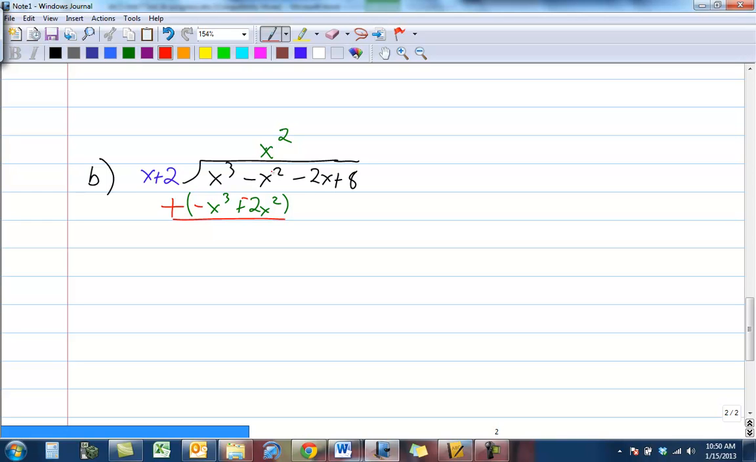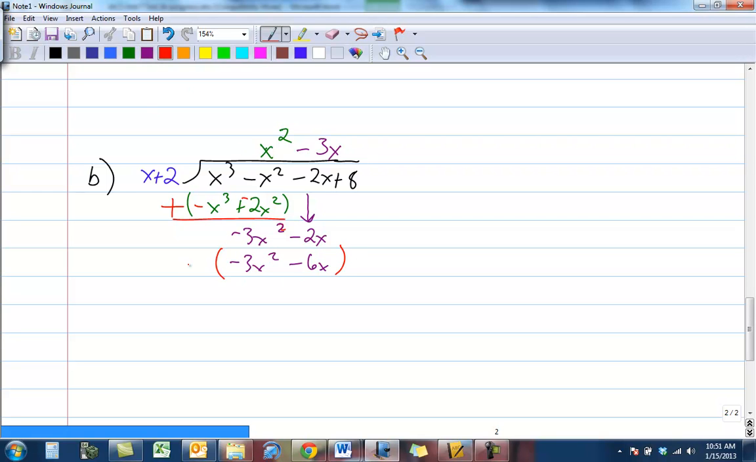Add the opposite. X cubes cancel. We got negative 3x squared. Sorry, I'm going to change the color here. Negative 3x squared. Bring down the next term, minus 2x. So we got two terms. What do I got to do to x to make it look like negative 3x squared? Multiply by negative 3x. So negative 3x times x is negative 3x squared, minus 6x, negative 3 times 2.